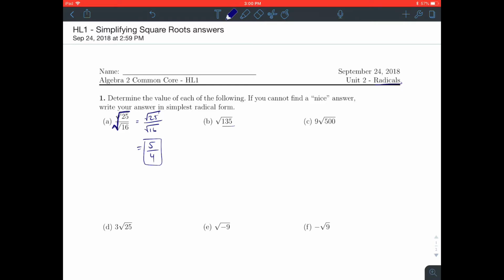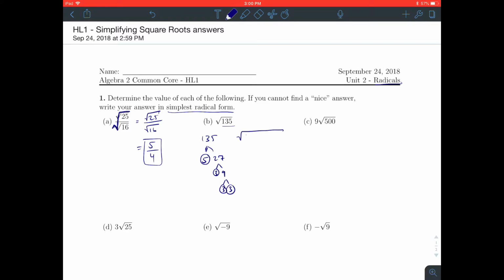For problem B, we've got square root of 135, and unlike the two square roots we looked at just now, square root of 135 doesn't have a nice answer. So we have to put this problem in simplest radical form. So we'll break 135 into its prime factors. It looks like 5 divides this, so we've got 5 and I think 27. 27 can be broken into 3 times 9, and 9 can be broken into 3 times 3. So when we factor 135 into its prime factors, we get 5, 3, 3, and 3.